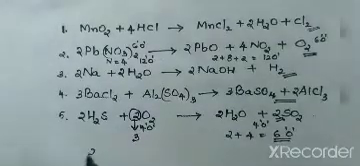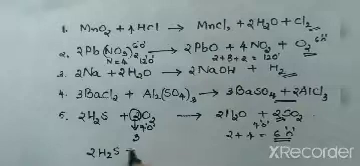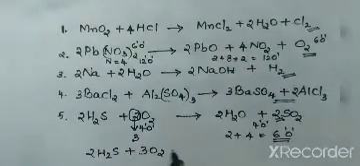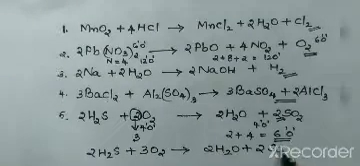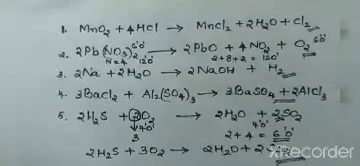So the final equation will be 2H2S plus 3O2 gives 2H2O plus 2SO2. This is the final equation.